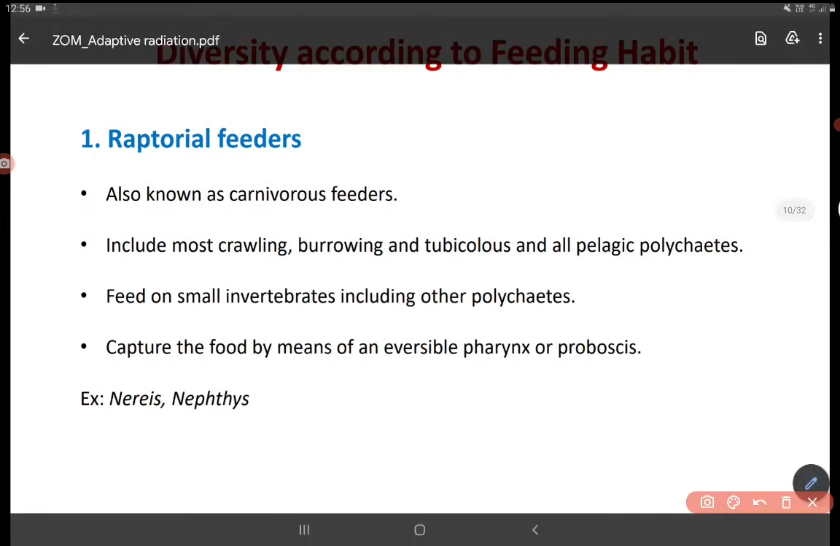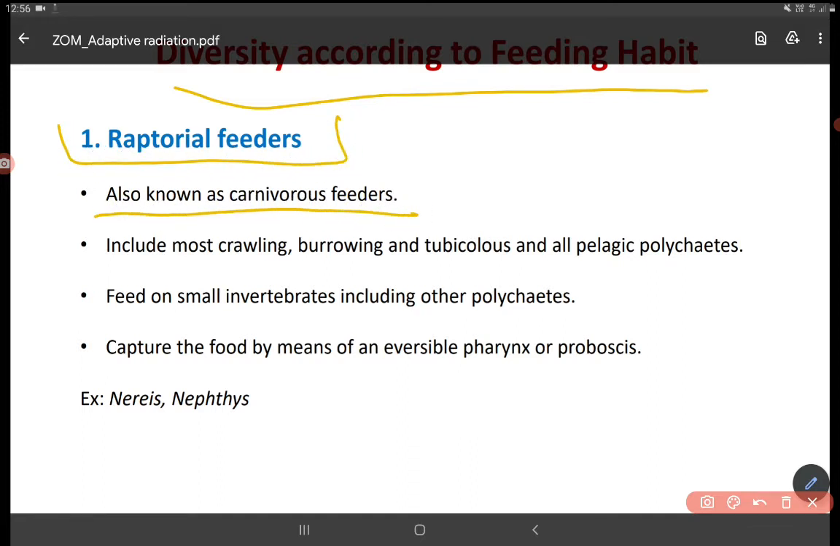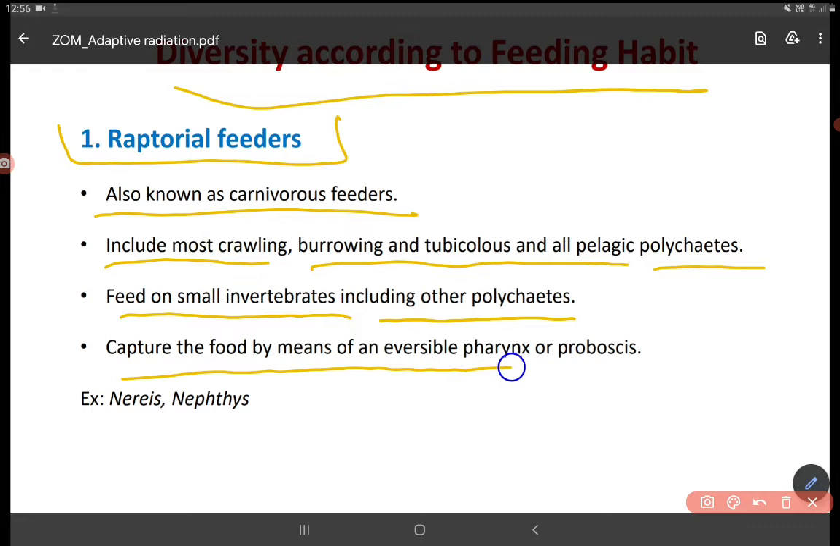So after that, now diversity according to feeding habits of the organism. The first is raptorial feeders. What are raptorial feeders, also known as carnivorous feeders? They include crawling, burrowing and tubicolous, and all pelagic polychaetes. They feed on small invertebrates including other polychaetes. They capture the food by means of an eversible pharynx or proboscis. Examples are Nereis and Nephthys.